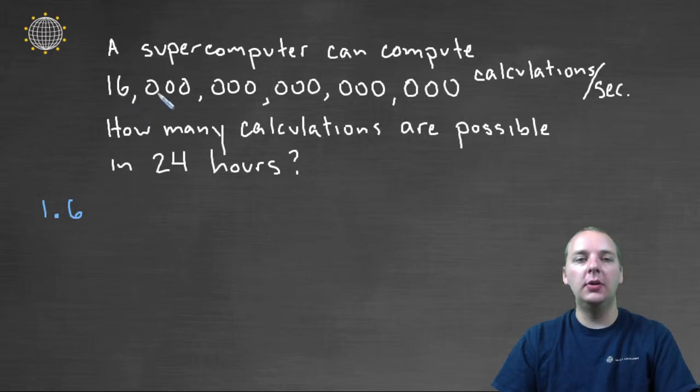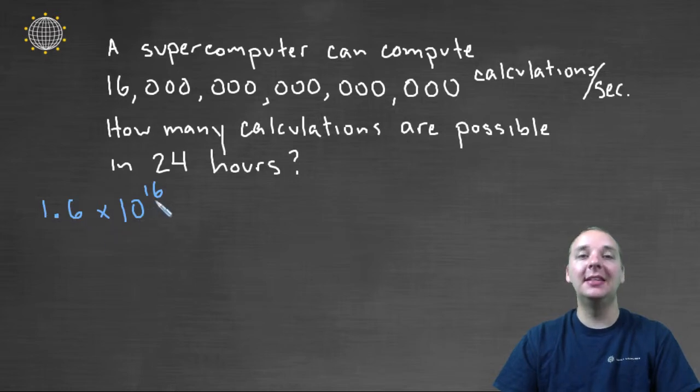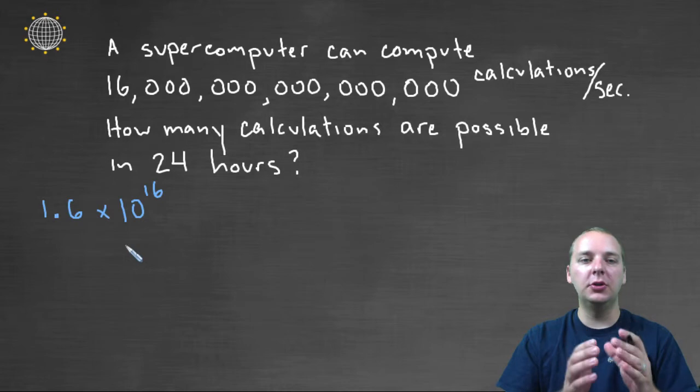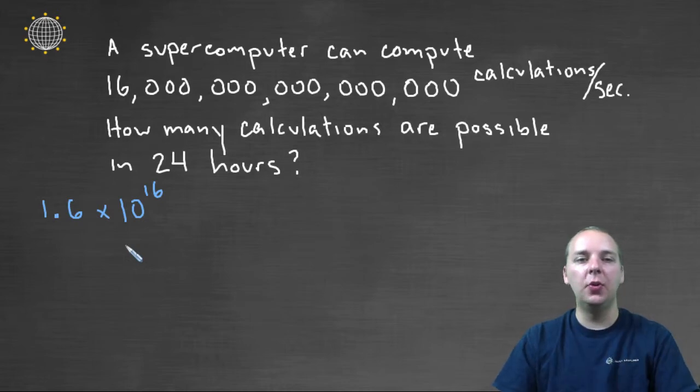Let's count them. 1, 2, 3, 4, 5, 6, 7, 8, 9, 10, 11, 12, 13, 14, 15, 16 places to the right. So this will be 1.6 times 10 to the 16th power. And that's so much shorter and condensed and easier to work with. I will multiply this times however many seconds there are in a day. So we might need to do that calculation over here on the side somewhere.